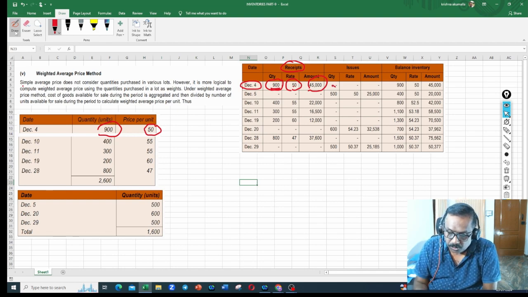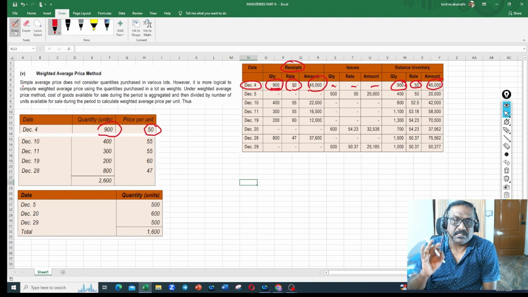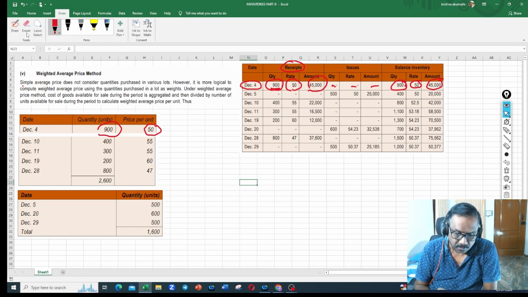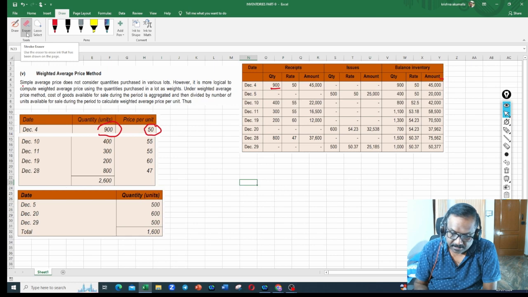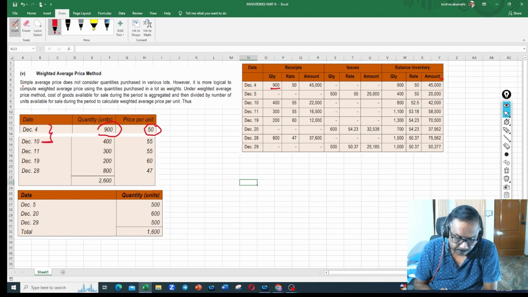Then there are no issues on December 4th, so dash, dash, dash. 900 is the quantity of inventory available by the end of December 4th, and 50 rupees we purchased at, and the value is 45,000. No change in here because this is the first transaction of the month. Now, what will we do for the next transaction? The next transaction is December 10th, but between the 4th and 10th there is another transaction in issues. On December 5th we issued 500. So after that we can go ahead with the 10th.